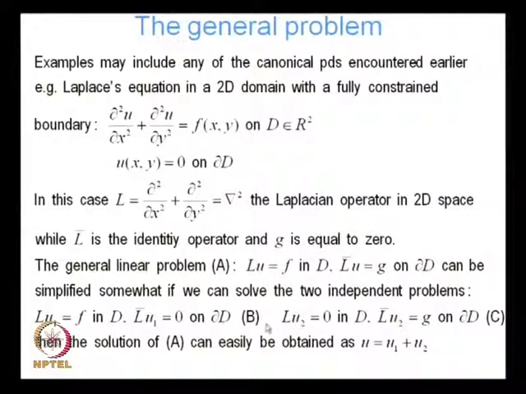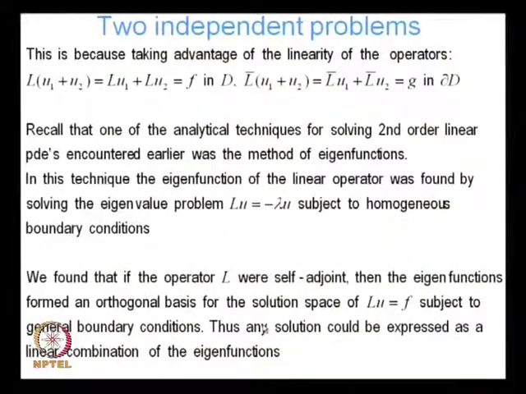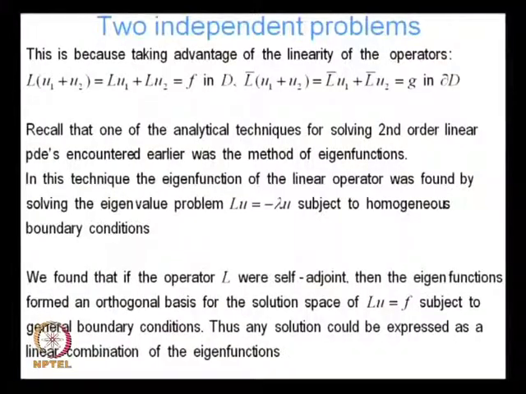Why? Because this operator L is a linear operator. So, L of u1 plus u2 is equal to Lu1 plus Lu2, which is going to be f in D, because Lu2 is equal to 0 in D and Lu1 is equal to f in D. While L bar of u1 plus u2, again taking advantage of linearity, is going to be L bar u1 plus L bar u2. This is equal to 0 plus g, that is equal to g. So, this whole thing, u1 plus u2, satisfies my original problem. So, if I can solve the problems B and C, then I can always construct solutions to my original problem A by adding those two solutions together, taking advantage of the linearity of the operator.